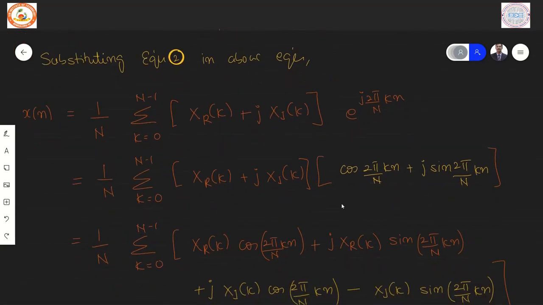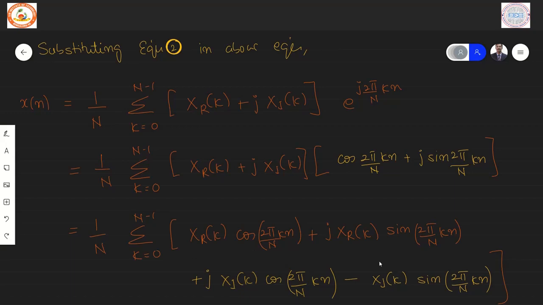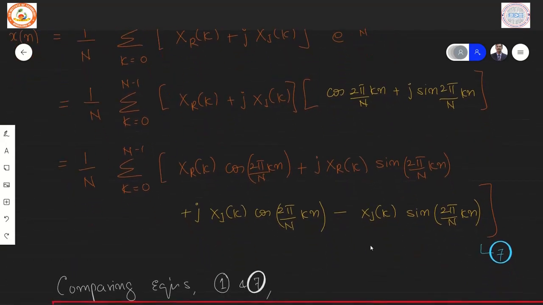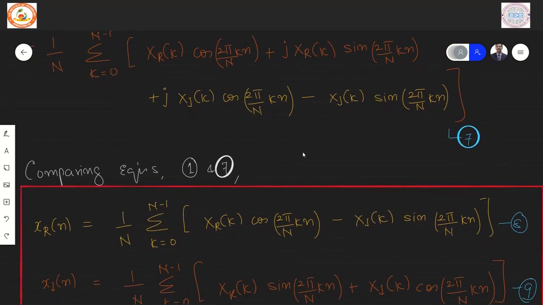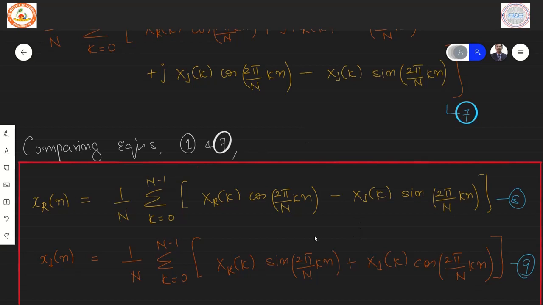Now, similarly, we multiply and we obtain 4 terms. 2 of them do not have j, they are the real terms, and the terms with j are the imaginary terms. Therefore, this equation 7, when you compare it with equation 1, provides you with the real part of the input and the imaginary part of the input. Now, in the real part of the input, we have 1 by N times the summation. Inside the summation, xr of k cos 2 pi kn by N minus xi of k sin 2 pi kn by N. And in the imaginary part, we have xr of k into sine plus xi of k into cos.